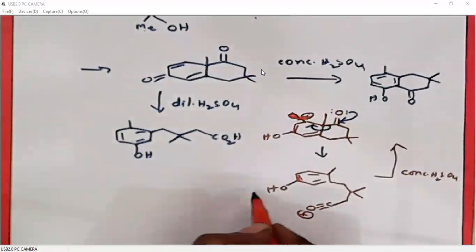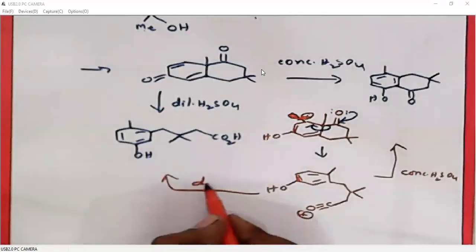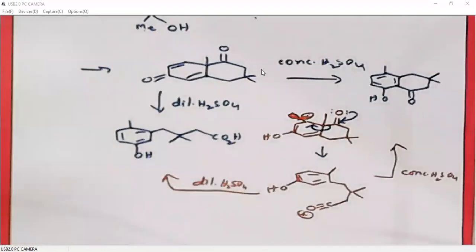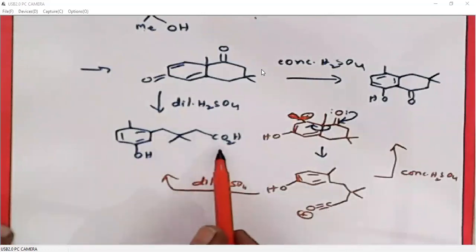But under dilute acid conditions, what will happen? Dilute acid, what is dilute acid? Acid which is dissolved in water. So when we say it is dilute acid, we can say there is plenty of water compared to acid. Because of the availability of more water, water will immediately attack on this acylium ion, this carbonyl, so that it generates carboxylic acid.